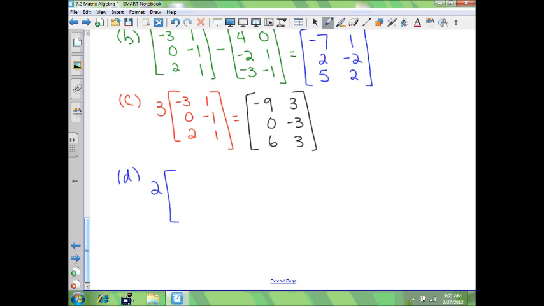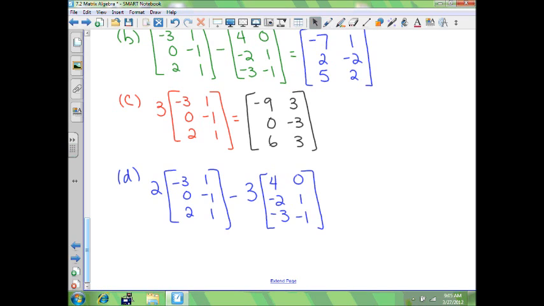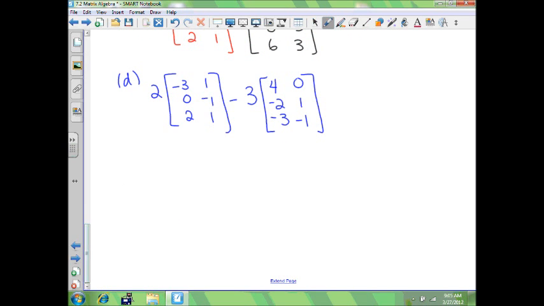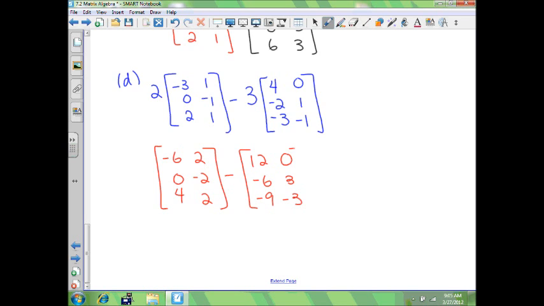So 2 times a minus 3 times b. When you simplify these, you'll get negative 6, 0, 4, 2, negative 2, 2, minus 3 times this matrix, so 12, negative 6, negative 9, 0, 3, negative 3.